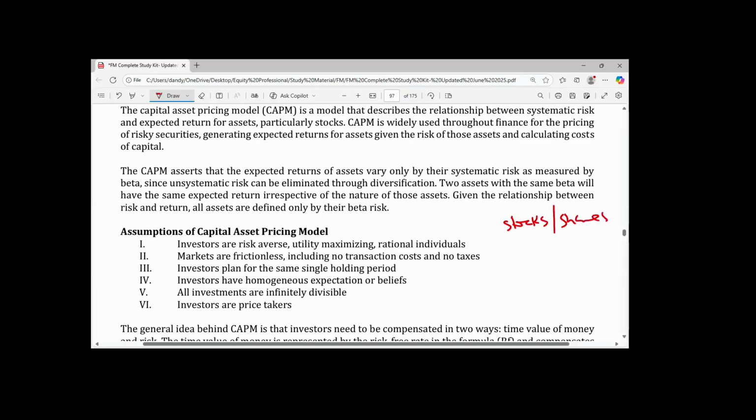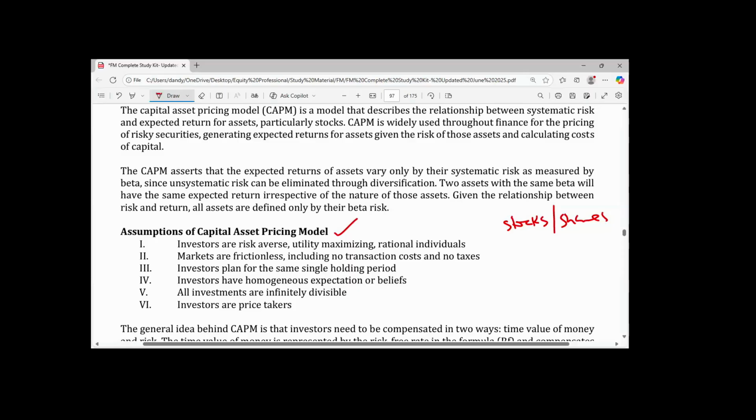Okay, then. Now, what are the underlying assumptions of capital asset pricing model? Please pay attention. This is very important. This is very examinable, highly examinable. The examiner can ask you to list or explain the underlying assumptions of capital asset pricing model. You have to know it.